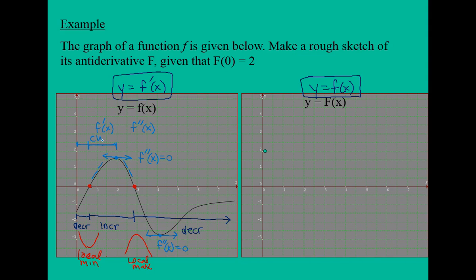But then the slope of the tangent lines after 2 are now negative. So it would be concave downward. So it appears that it's concave downward. That's where the slope of the tangent lines would be negative. And then from here on, it looks like the slope of the tangent lines would be positive. So again, we'd be concave upward. So let's try to put that all together and graph the antiderivative.